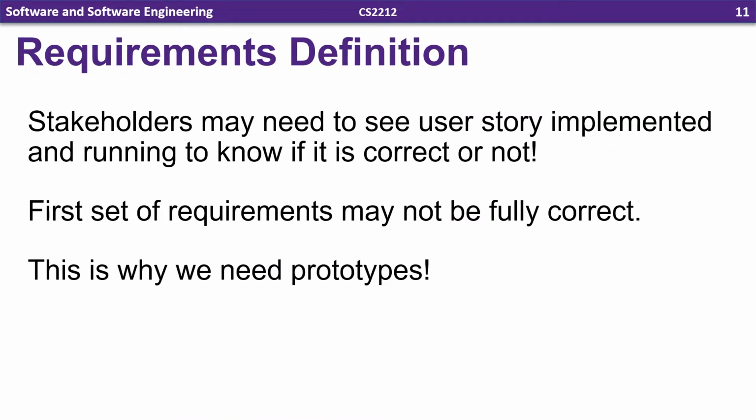Another thing I should point out is that stakeholders may not actually know what they want. They might not know what requirements they need up front. They might actually need to see the user stories they come up with implemented and running to know if what they specified is actually what they wanted. Again, this is why it's so important to have the incremental method with prototypes being developed, so you can actually put something in front of them so they can see, is this what I wanted? And how can it be changed to better fit what I wanted? So we really shouldn't expect our first set of requirements to be fully correct.